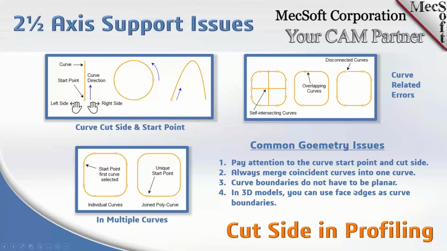If you have curves that are 3D curves or contoured curves, you can use those as well. Again, these procedures apply if you have three-dimensional curves. Make sure they're joined end to end and you have a single curve, whether it's a contoured three-dimensional curve or just a flat 2D curve. The same principles apply. And also understand that in 3D models, you don't have to have curves. You can use the edges of your surfaces as your curve boundaries.